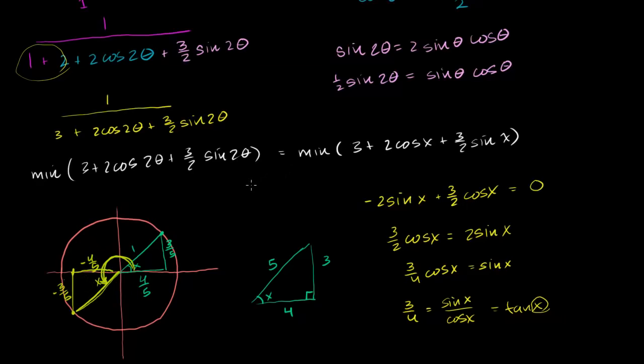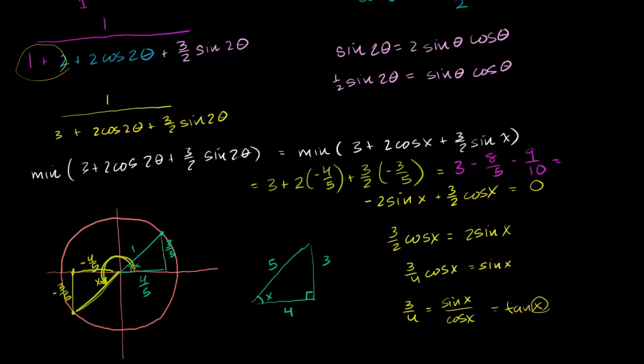So the minimum is going to be equal to 3 plus 2 times cosine of x. We're using this one over here. Cosine of x here is negative 4/5. And then plus 3/2 times the sine of x. Sine of x here is negative 3/5. And what is this going to be equal to? This is going to be equal to 3 plus negative 8/5. Maybe I should write 3 minus 8/5 minus 9/10.